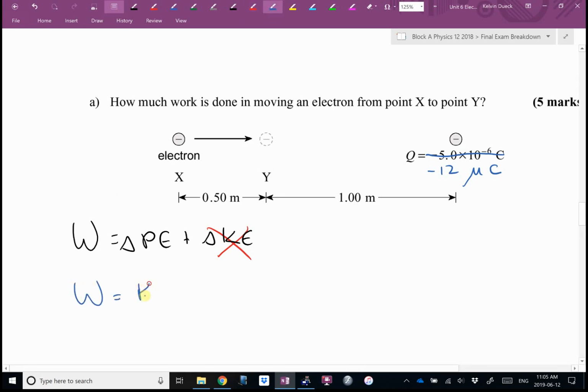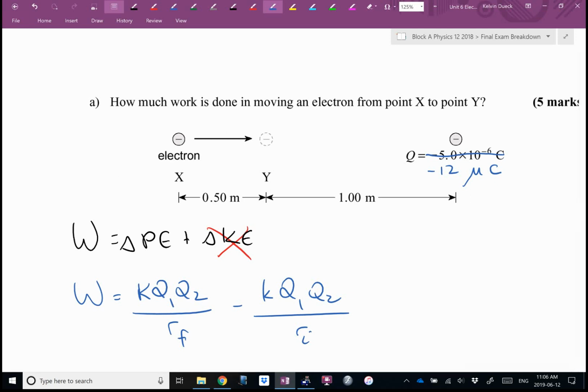So this is going to end up being k q1 q2 over r final minus k q1 q2 over r initial. What's q1? Negative 12 microcoulombs. Negative 12 times 10 to the negative 6. What's q2? It's an electron. What's the charge on an electron? Negative 1.6 times 10 to the negative 19. And I would carefully crunch the numbers and go from there. R final, by the way, is not 0.5. R initial is not 0.5. What's r initial?